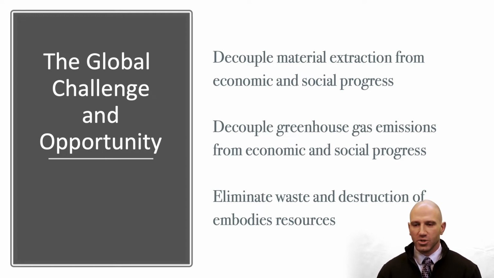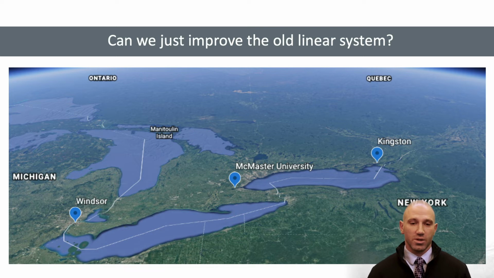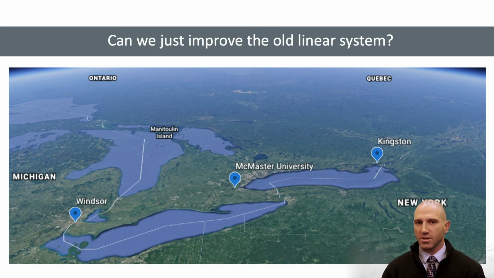So the question is, why can't we just improve our old linear system? Isn't efficiency great? Efficiency is exceptionally important. Some of the biggest levers that we have for our operations, for our industrial systems, for our energy systems, are really tied to efficiencies. But we have to think of it from a different standpoint, and we have to change the way we think about our design and about our systems.